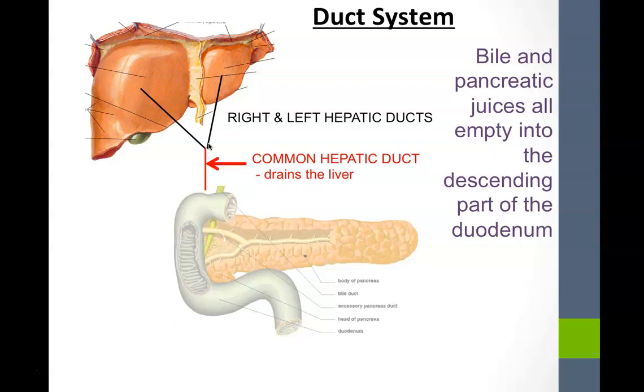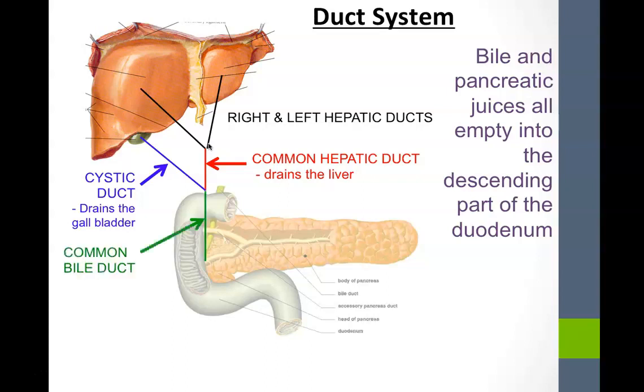But we also said that bile is going to be stored and concentrated within the gallbladder. So we have to have a duct there too, of course. So that is going to be called the cystic duct. So that drains the gallbladder itself. Now when the cystic duct comes together with the common hepatic duct, it becomes the common bile duct. And that will eventually lead to drain into the duodenum here.